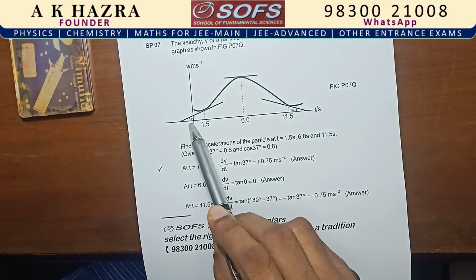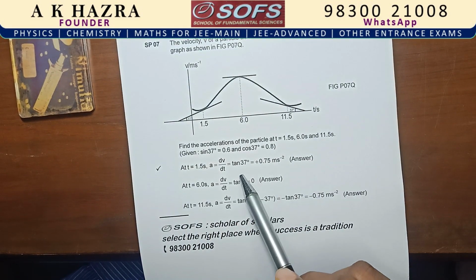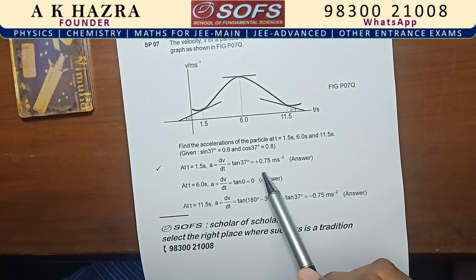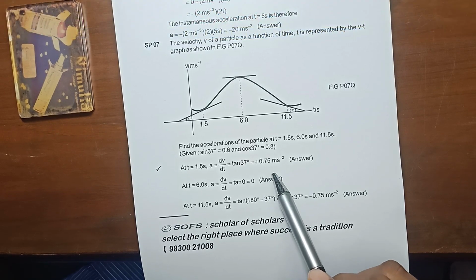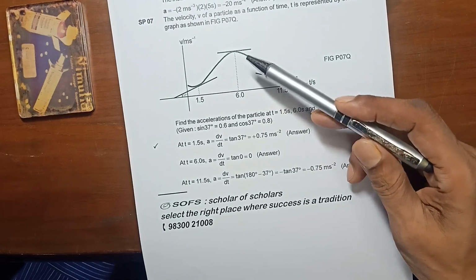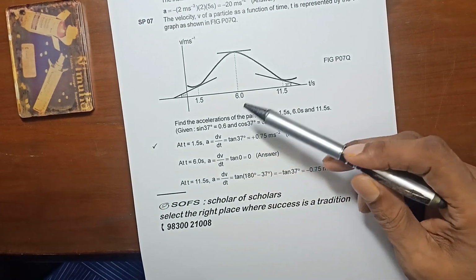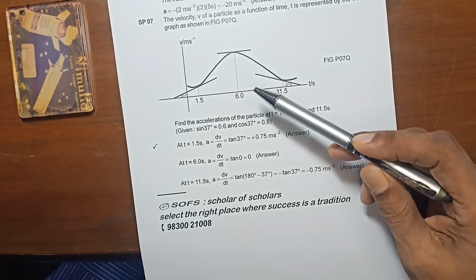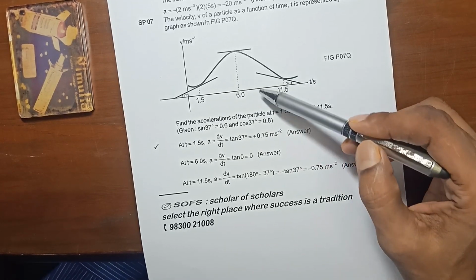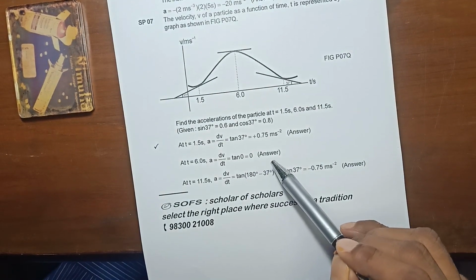Clearly at t equal to 1.5 second, the slope of the tangent must be the instantaneous acceleration of the particle at that moment. So at t equal to 1.5 second, a is equal to dv/dt. Your slope means tan 37 degree, because the tangent makes an angle of 37 degree with the t axis. Its value is plus 0.75 meter per second square. At t equal to 6 second, the acceleration is what? Slope of the tangent to the curve at that point. Obviously the tangent makes an angle 0 with the t axis. So tan 0 equals 0. So there is no acceleration.